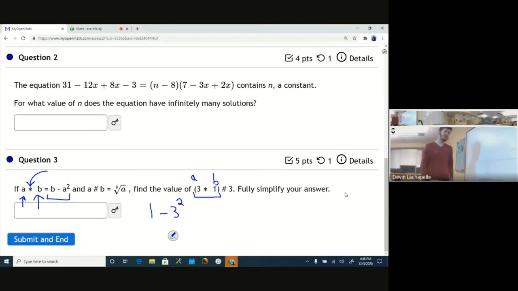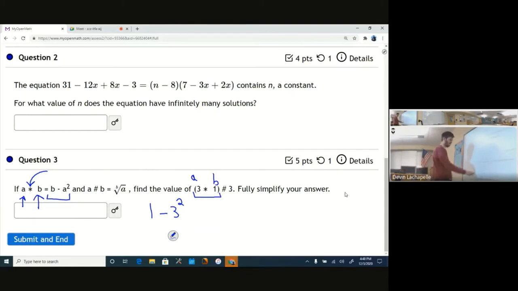This is called a star operation problem. And they tend to come up in the very first math meet of the year at the high school level. They're usually a little bit more in depth than this one, but this is a 5-pointer for us, so it's a little trickier.